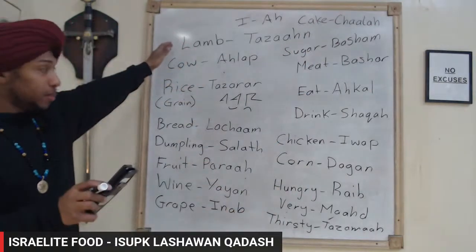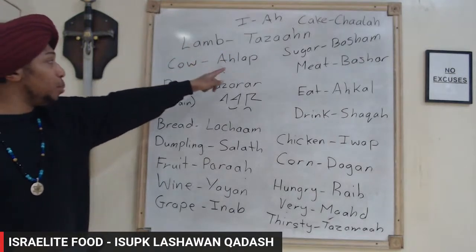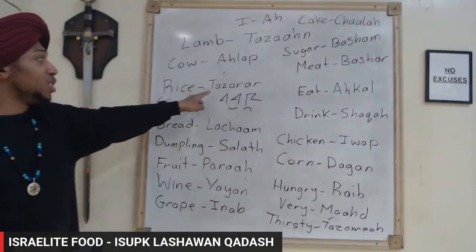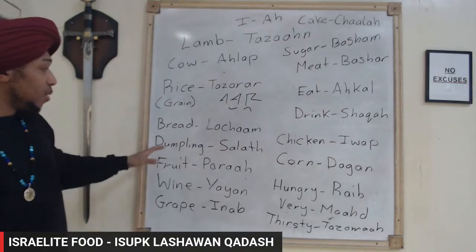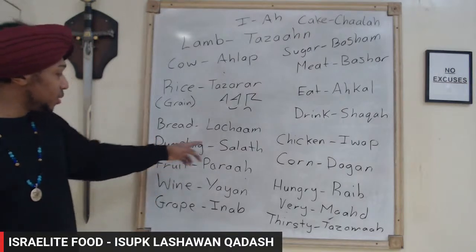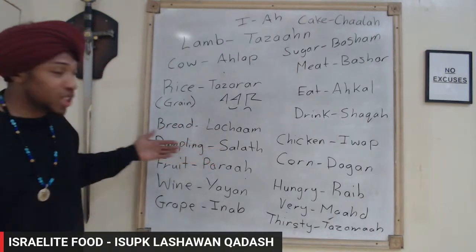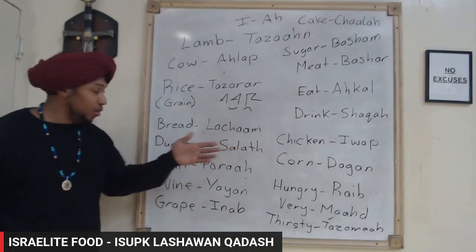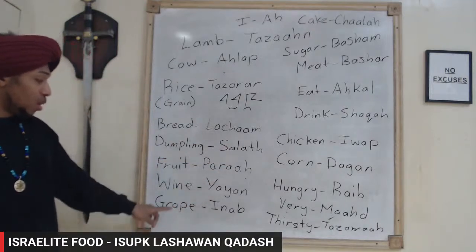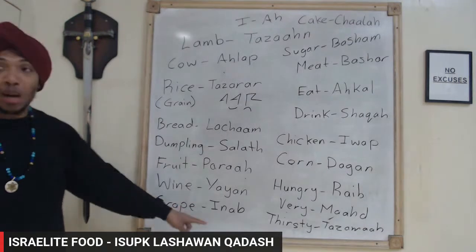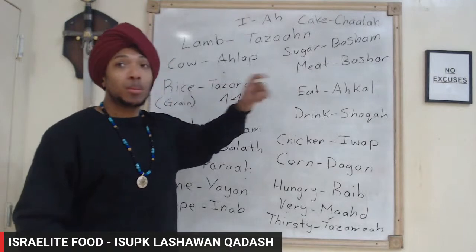So we got lamb, tazaan. Cow, which will be your beef, alap. Rice, tazara. Bread, lakam. Let me say dumpling, for the Benjamites out there, salah. Judites, you don't eat dumplings. I guess you ignore that one for now. Fruit, para'ah. Wine, yayan. Grape, which is the Lord's favorite fruit, ainab. Sugar, basham.